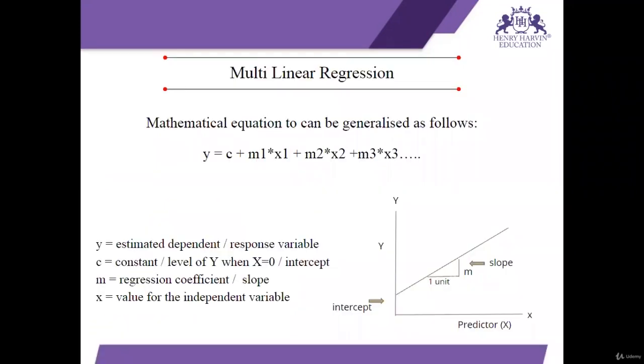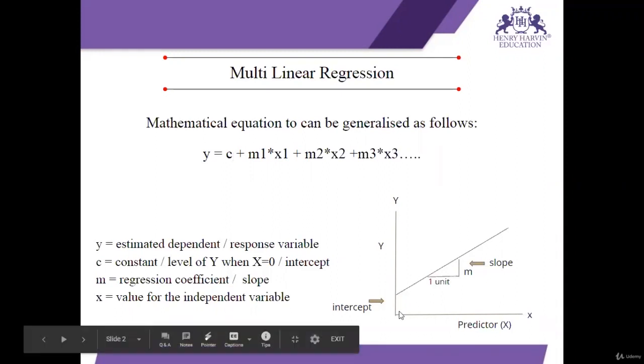The mathematical equation that can be generalized is y equal to c plus m1 into x1 plus m2 into x2 plus m3 into x3 and so on. Where y is the dependent variable, or the variable whose value we want to predict. C is the constant or the intercept. What is an intercept? It is the value where the value of the independent variable is 0.